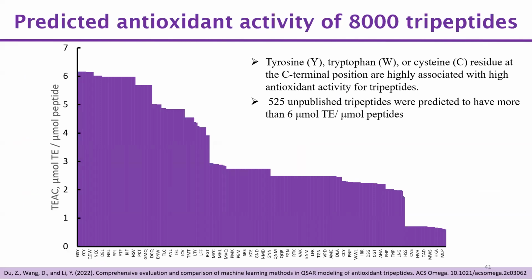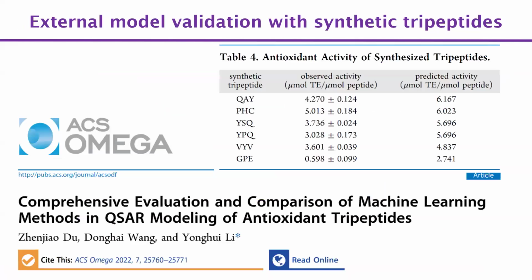And also, from the predictions, we can conclude there are 30 residues that are really important for the antioxidant tripeptide, like tyrosine or tryptophan or cysteine, and the C terminal is very important. And then we select 6 tripeptides with very high, medium, and low antioxidant values. We synthesize the peptides, and then we measure the data in the lab and compare with the predictions. Overall, there is a relatively good consistency between the predictions and our experimental testing.